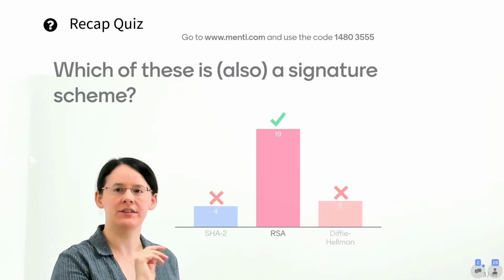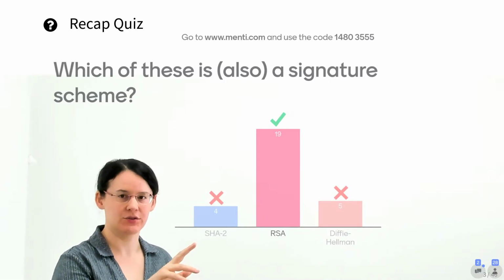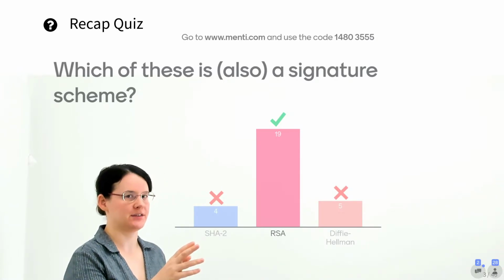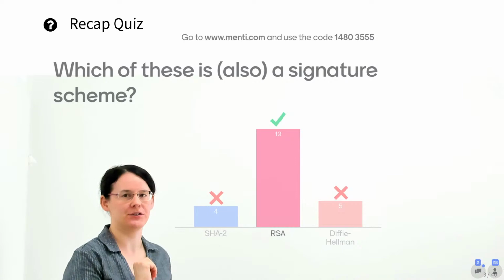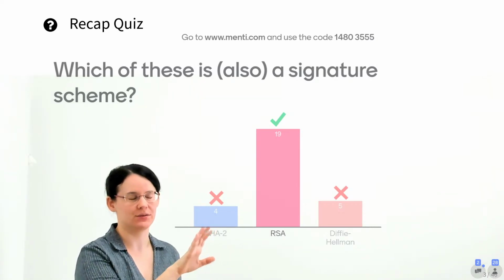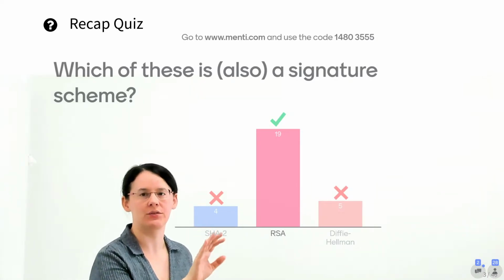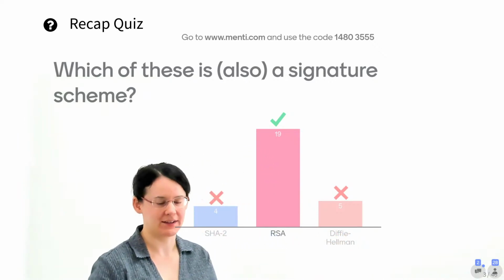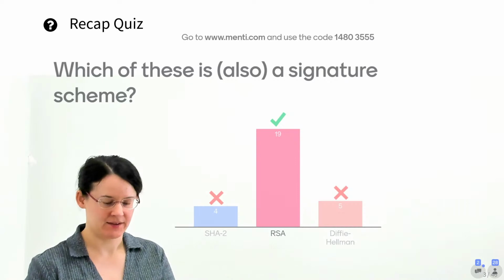SHA-2 is not a signature scheme, it's a hash function, so it doesn't need any keys at all, but it's often used together with a signature scheme. You always sign the hash of a message. But it's not the signing algorithm itself. It's just an ingredient that we use. And Diffie-Hellman is not a signature scheme, but a key exchange scheme.